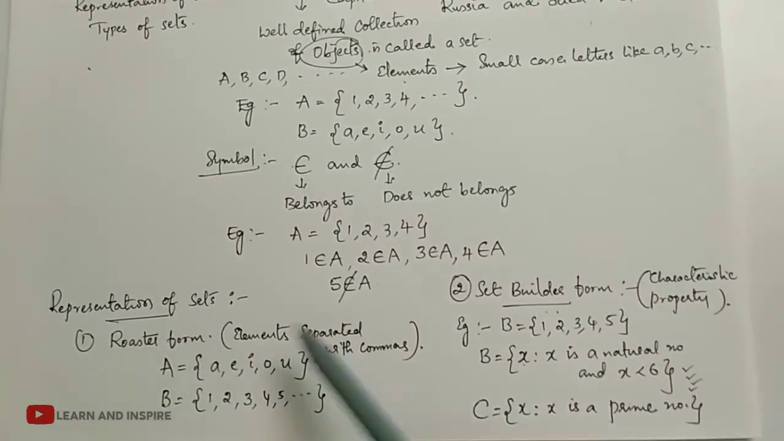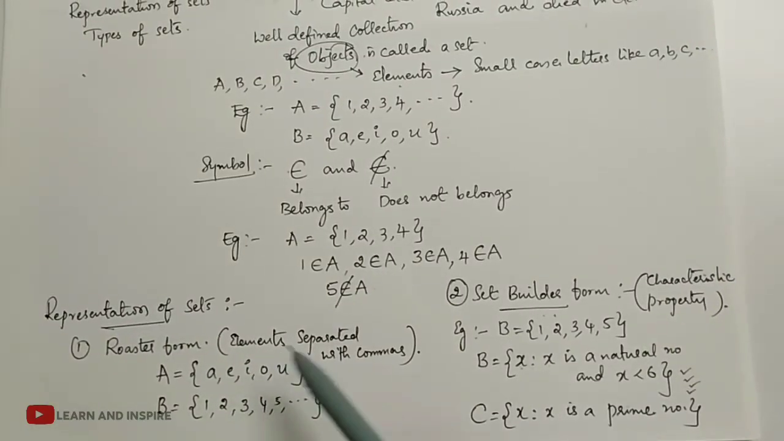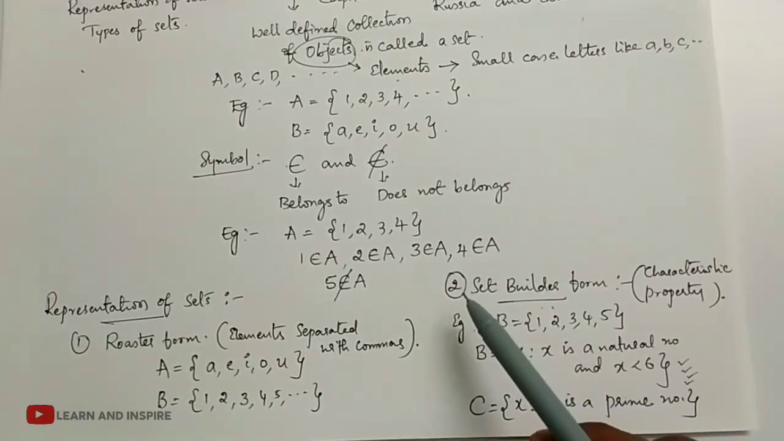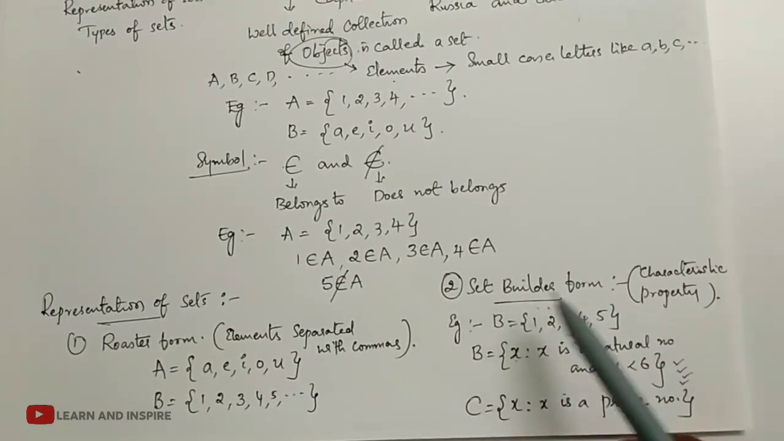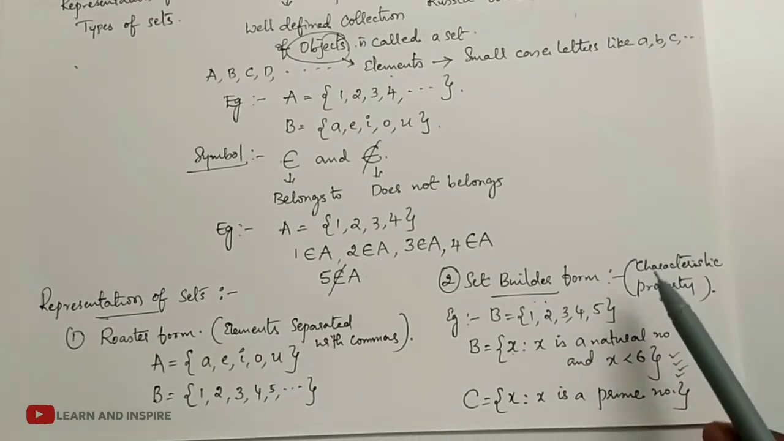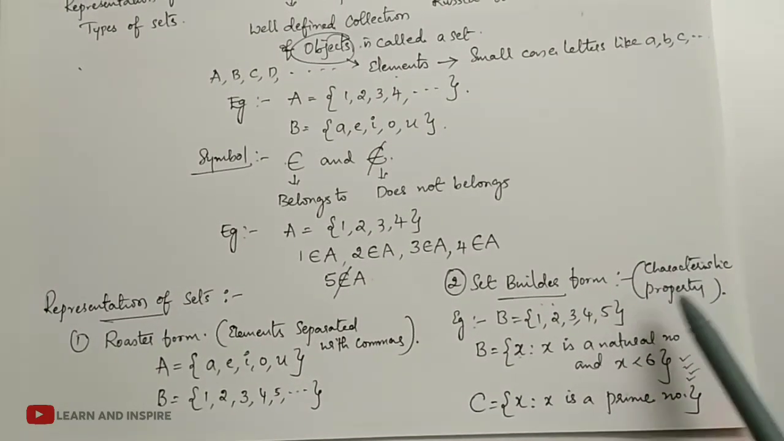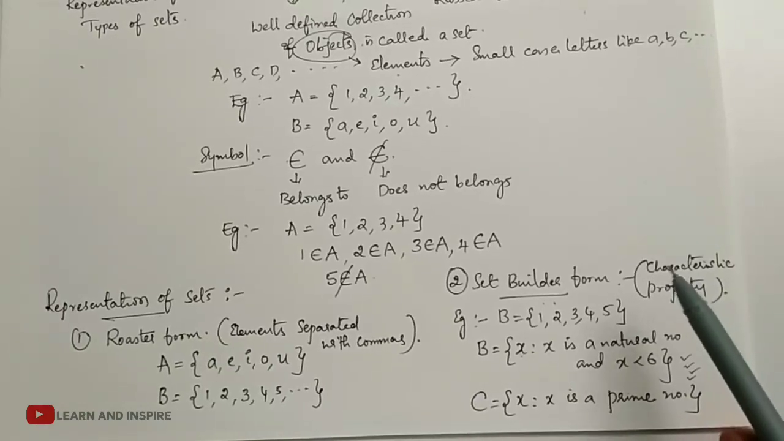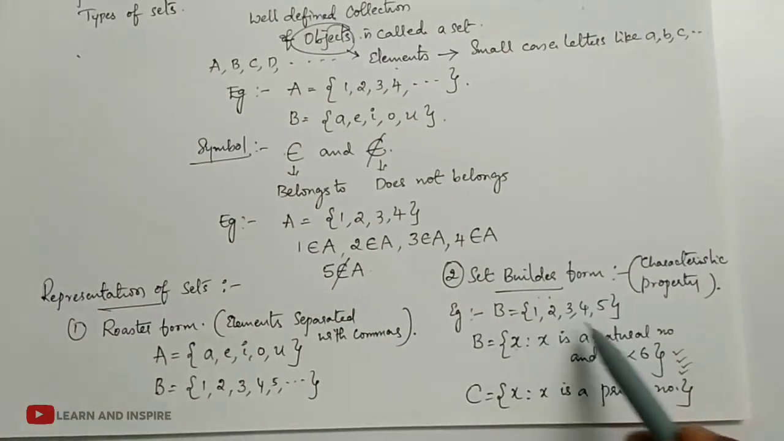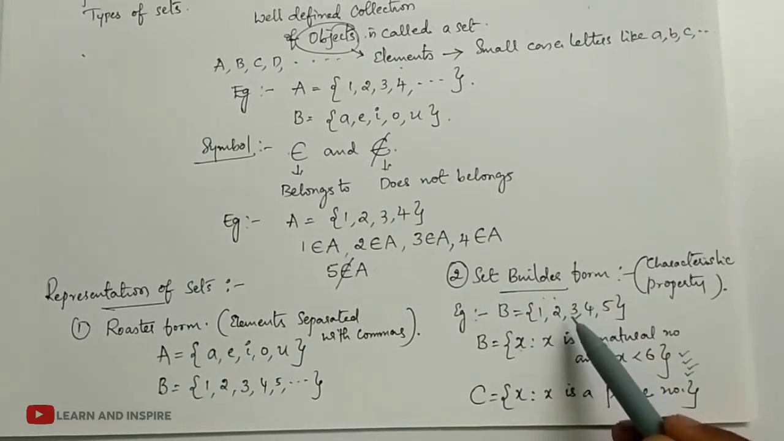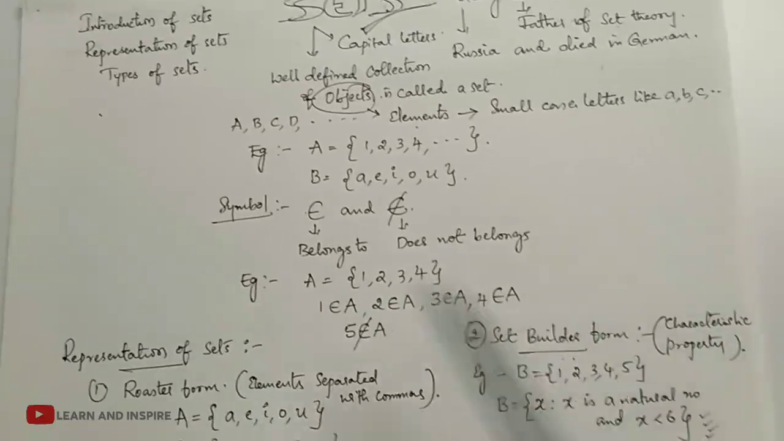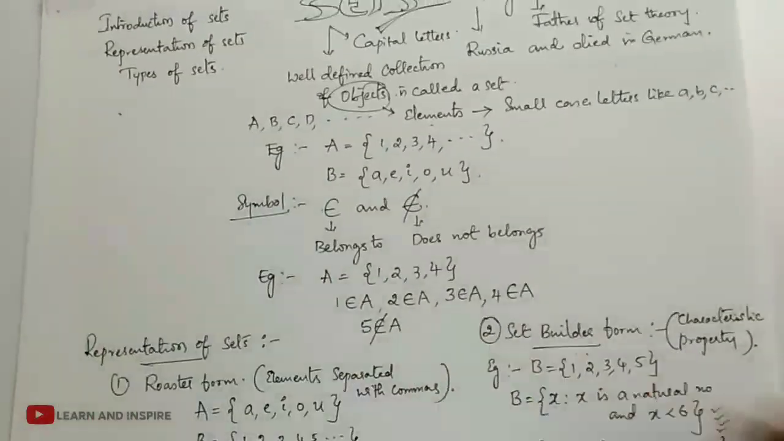So these are the two types of representation of sets. One is roster form. Roster form is nothing but elements which are separated with commas. And the second type is set builder form. Set builder form is nothing but representing a set using a characteristic property of its elements. Okay, next we will discuss types of sets.